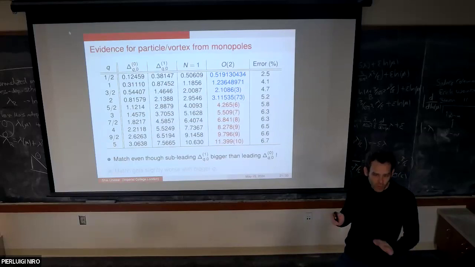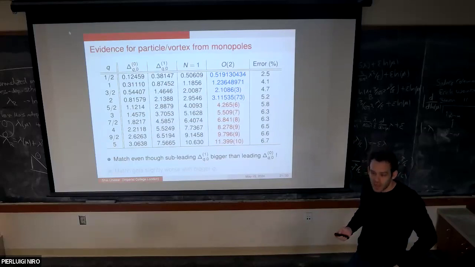And the calculation is possible. All the tools are there. The monopole spherical harmonics are there. It's basically just a matter of doing Feynman diagrams on S2 cross R, which I think should be possible.